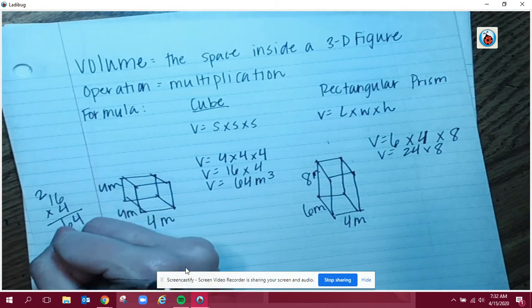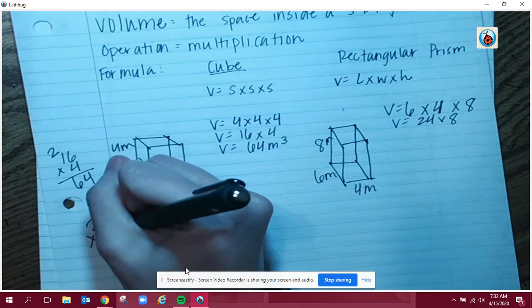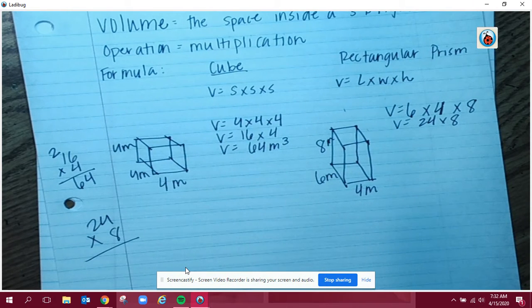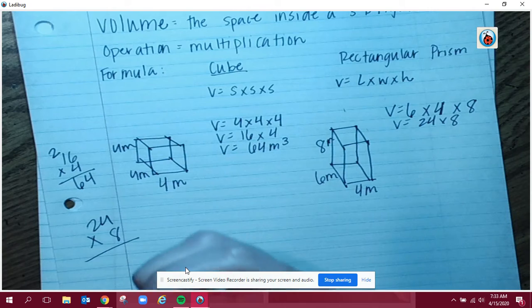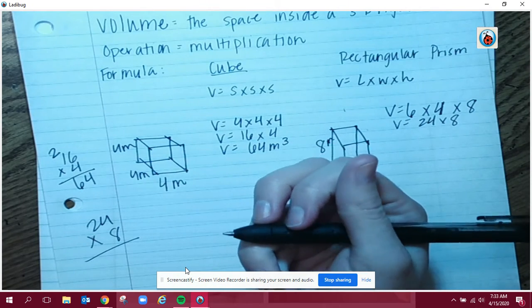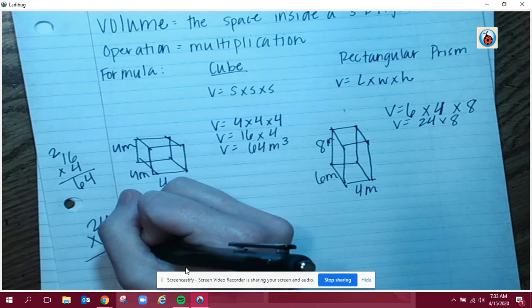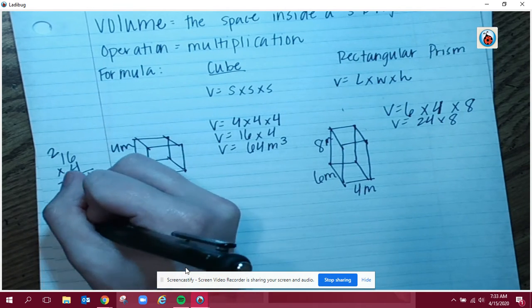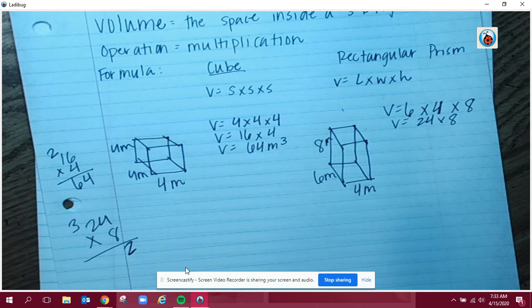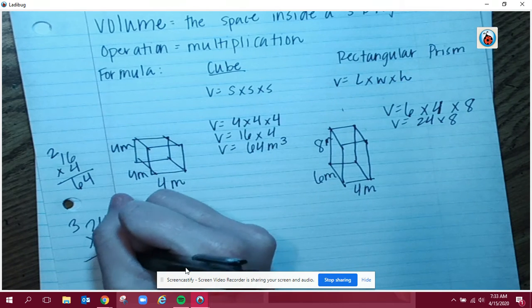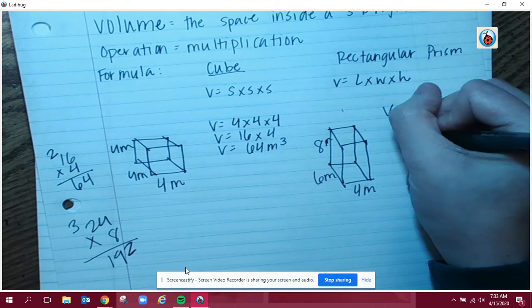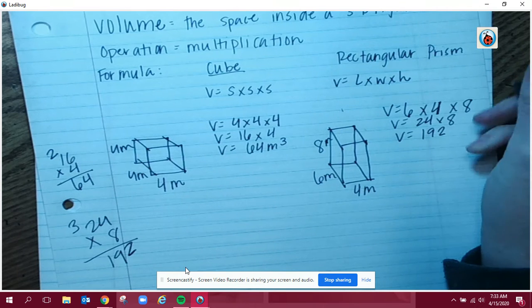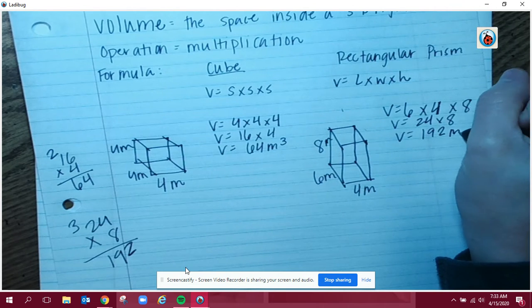Again, if you need to do that on the side of your paper, there's nothing wrong with that. Now remember, if you're struggling with the 2 by 1 multiplication, you can also do 24 plus 24 plus 24 8 times, because we know that multiplication is the same as repeated addition. So 8 times 4 is 32. 8 times 2 is 16. 17, 18, 19. So my volume would be 192 meters cubed.